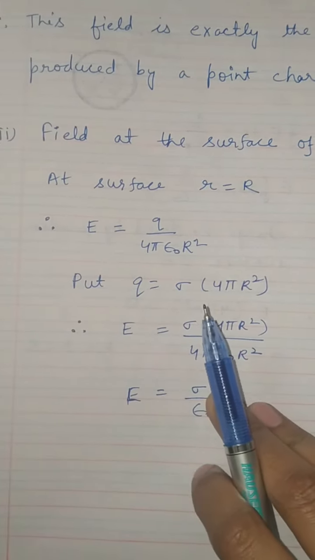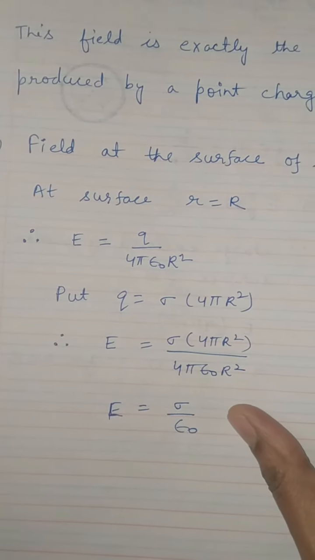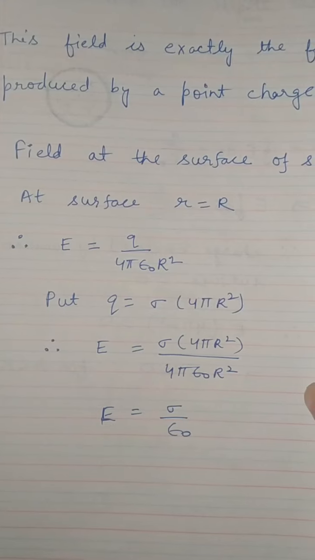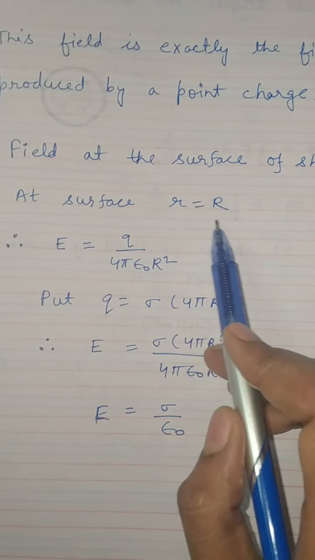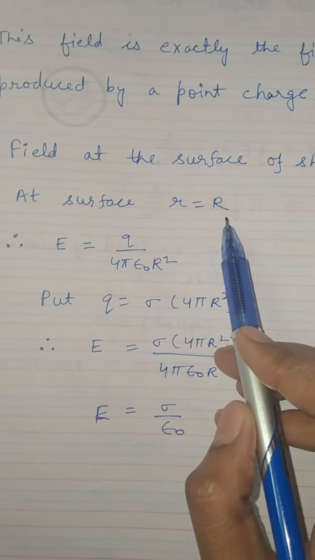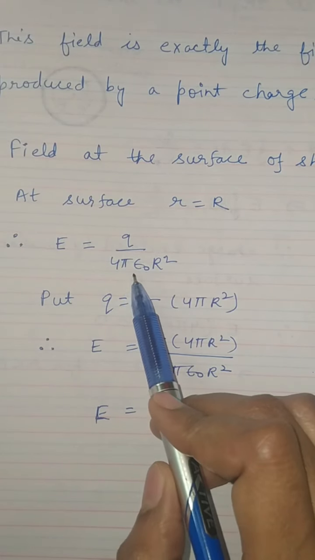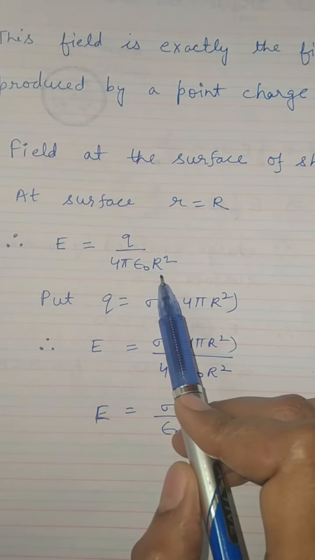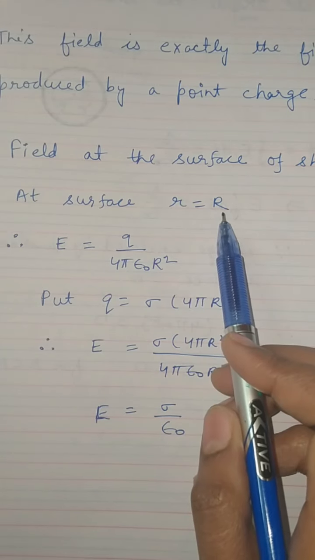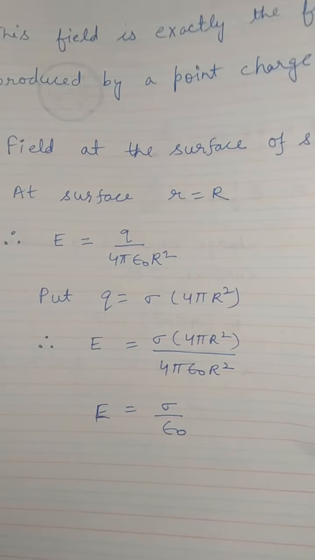Now, in the second case, if we want to calculate the field at the surface of the shell, in the above formula we can put small r equal to capital R, because for the surface, small r will be equal to the radius of the shell. So E is equal to 1 upon 4 pi epsilon naught q upon capital R square. In place of small r, we will put capital R. So the formula will become q upon 4 pi epsilon naught r square.